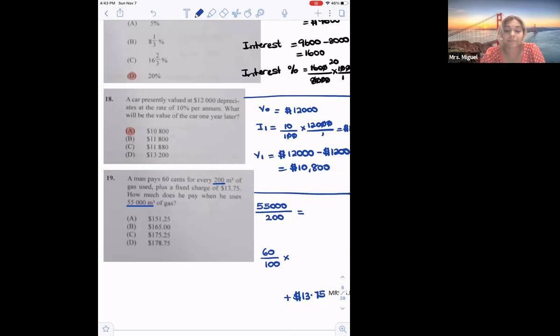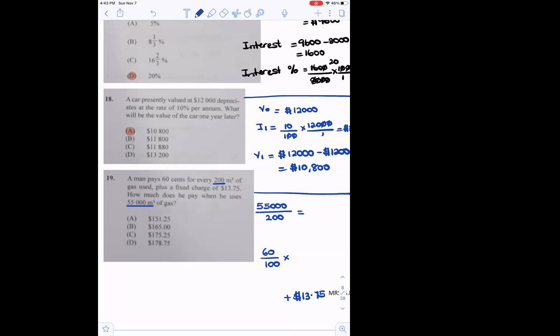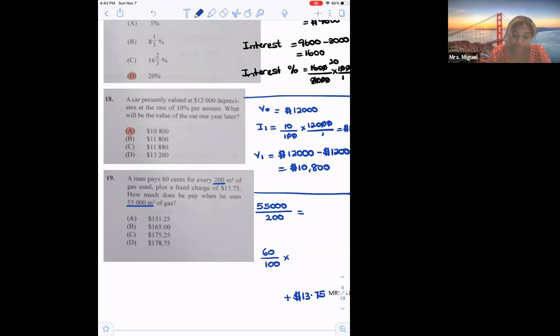And when you get the answer, let me know. 275, miss. 275. All right. So we are multiplying 275 now by 60 cents. So we could cross out the zeros, and 5 could go into 10 2 times, and 5 could go into 275 55 times. And 2 could go into 6 3 times. So multiply 55 by 3.